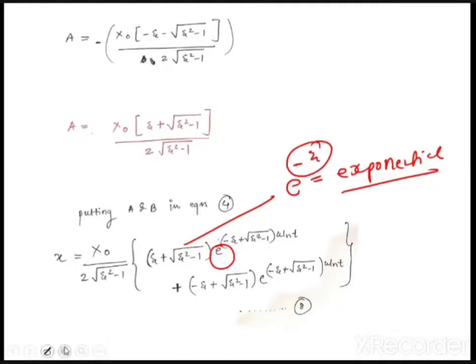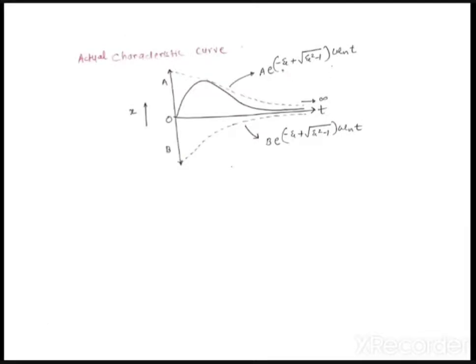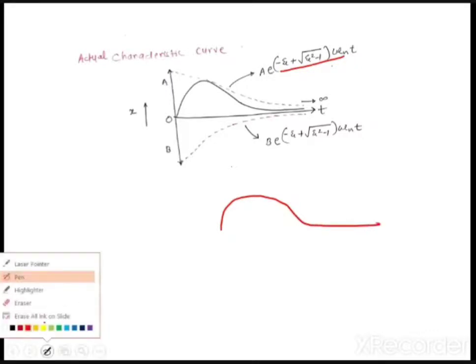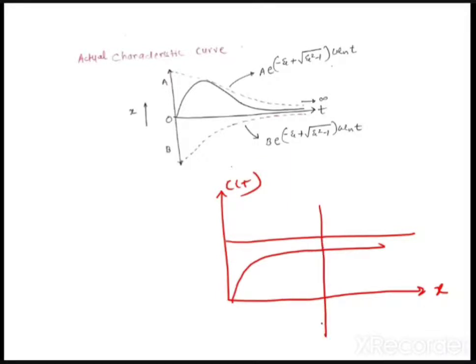Negative means what? If there is a negative sign, E raised to a negative sign means this curve will reach the steady state. Let me draw another curve. Let us say this is c of t and it is x, against t. So this will reach the steady state. Why is it reaching the steady state? Because first of all, it is exponential. So there is E over here, and there is a negative sign.